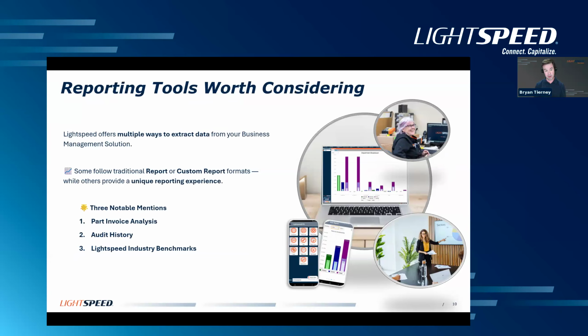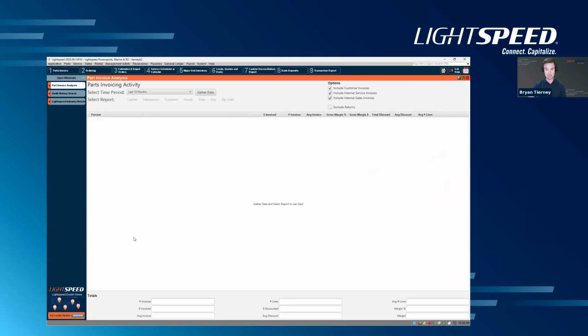We're going to spend a moment on part invoice analysis. I'm also going to show you a tool called Audit History, which lets you track down the date stamp, the time stamp, and the whodunit stamp regarding different functions in the program, and also introduce you to a tool called Lightspeed Industry Benchmark. So let's take a look at this together inside of Lightspeed.